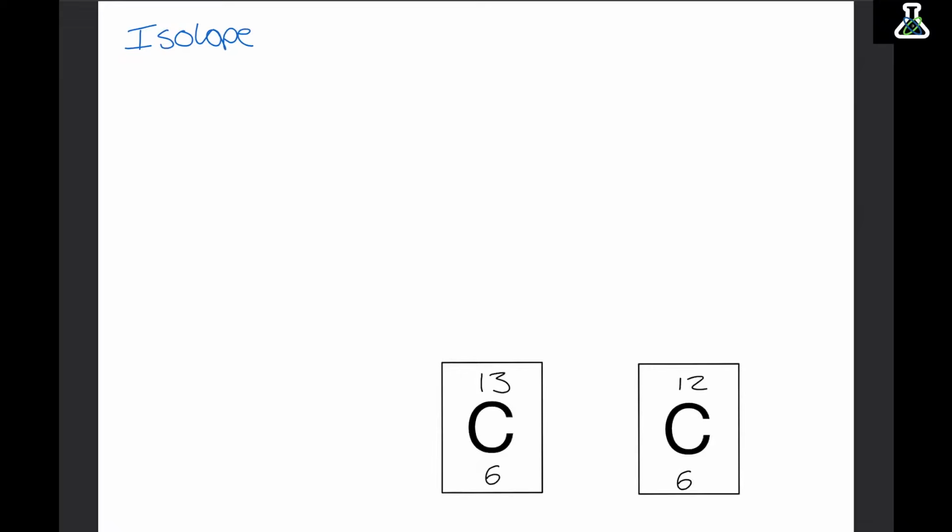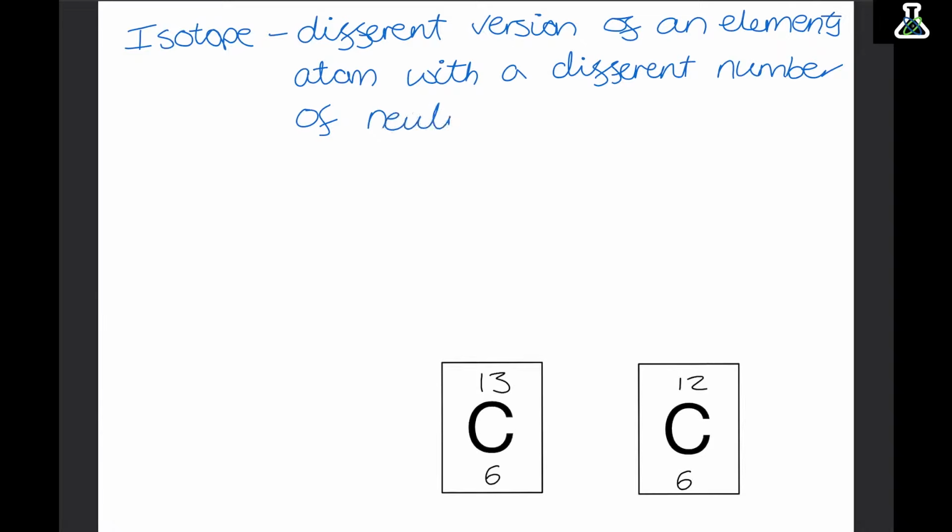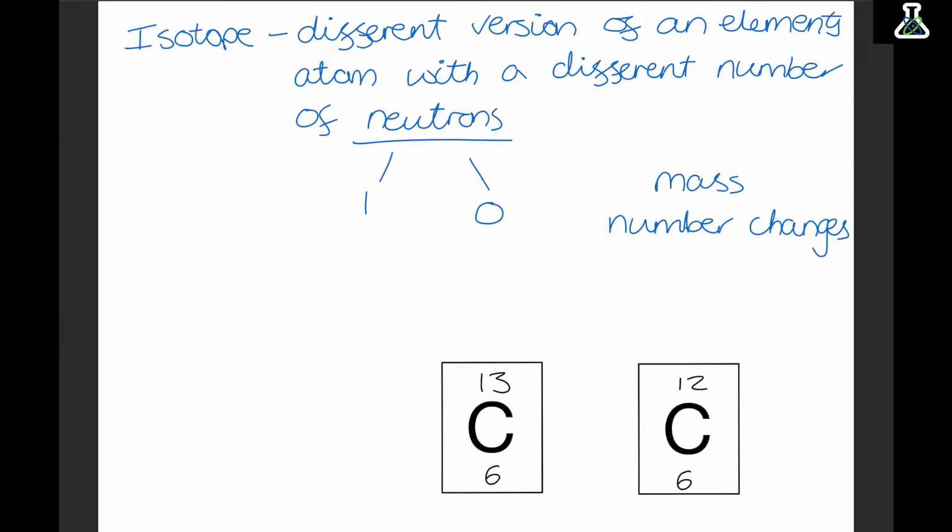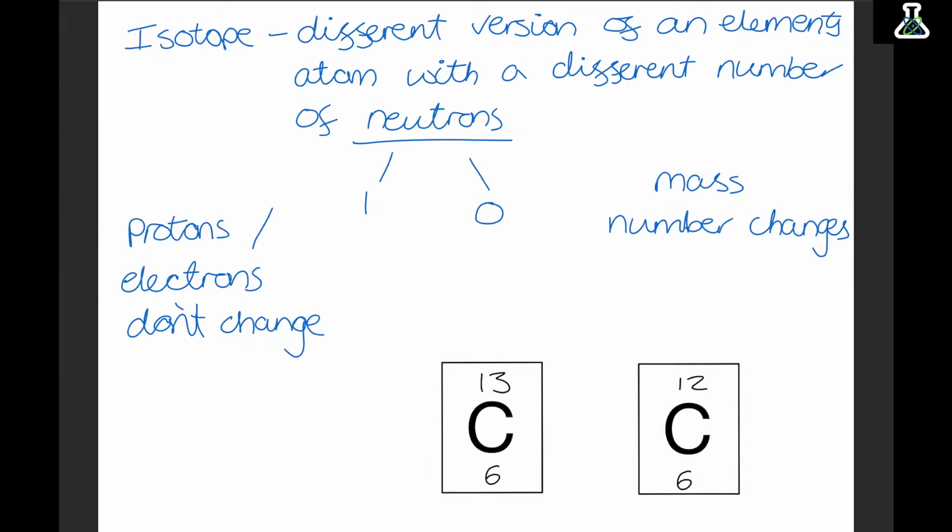So an isotope is a different version of an element's atom with a different number of neutrons. So we remember that neutrons are the subatomic particles with a mass of 1 and a charge of 0. So if we have a different number of neutrons, this means that the mass of the atom is going to change. Now, it's really important to remember that only the number of neutrons change. The number of protons and electrons don't change, because that would mean the element's atom would change. If we just change the neutrons, it's still the same element, but just a different version.